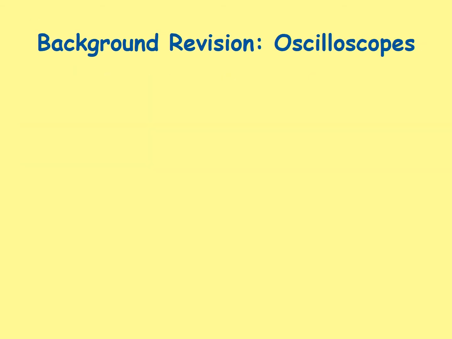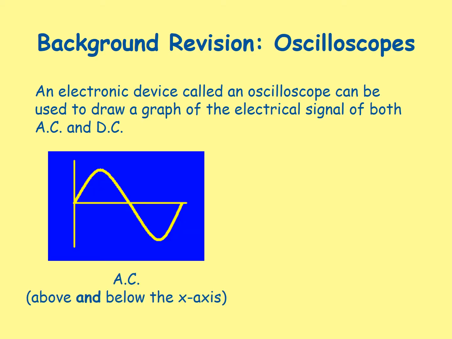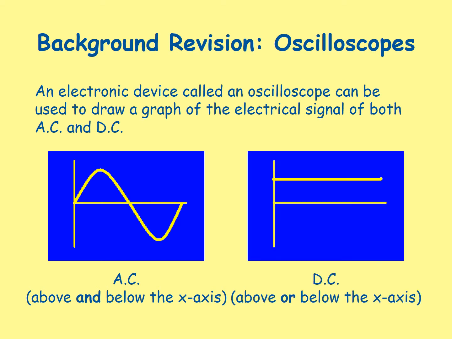Here is some background revision on oscilloscopes. An electronic device called an oscilloscope can be used to draw a graph of the electrical signal of both AC and DC. Here is a graph of AC. We can see that the signal is above and below the x-axis. Here is an example of DC. The signal is above or below the x-axis.